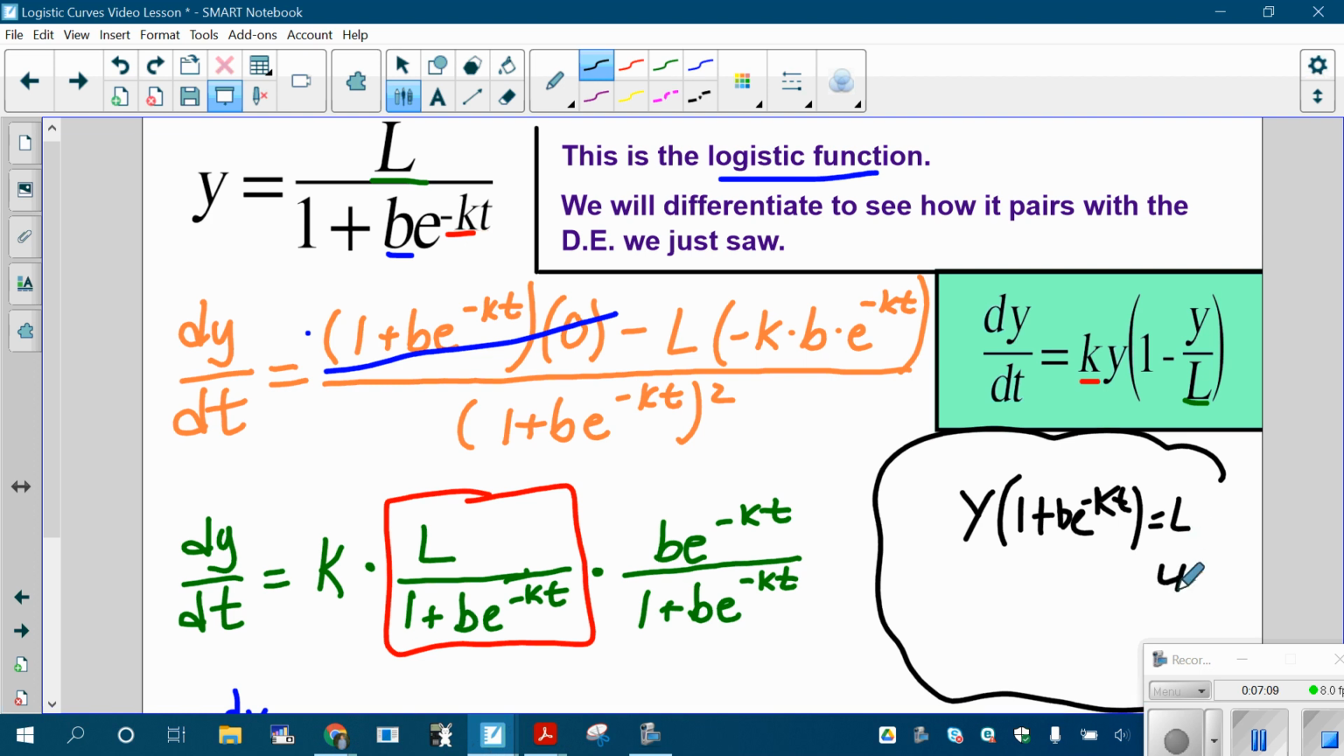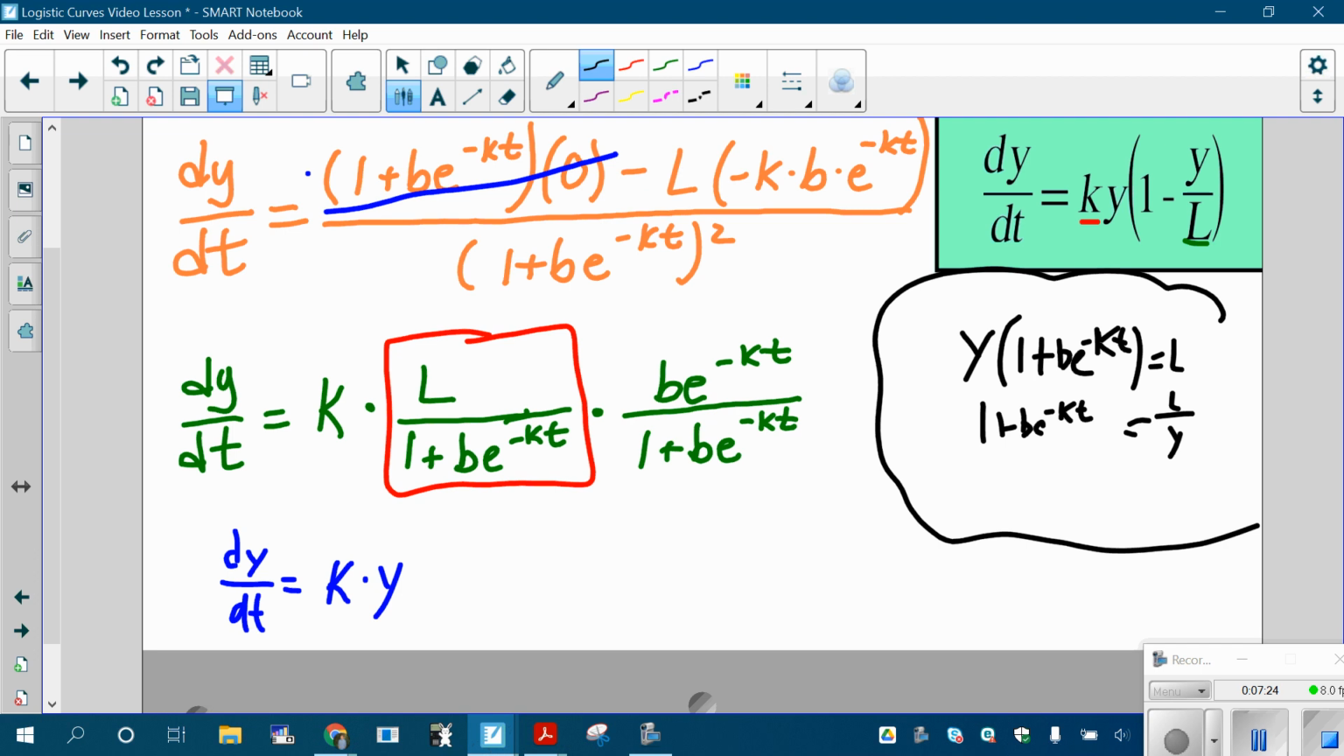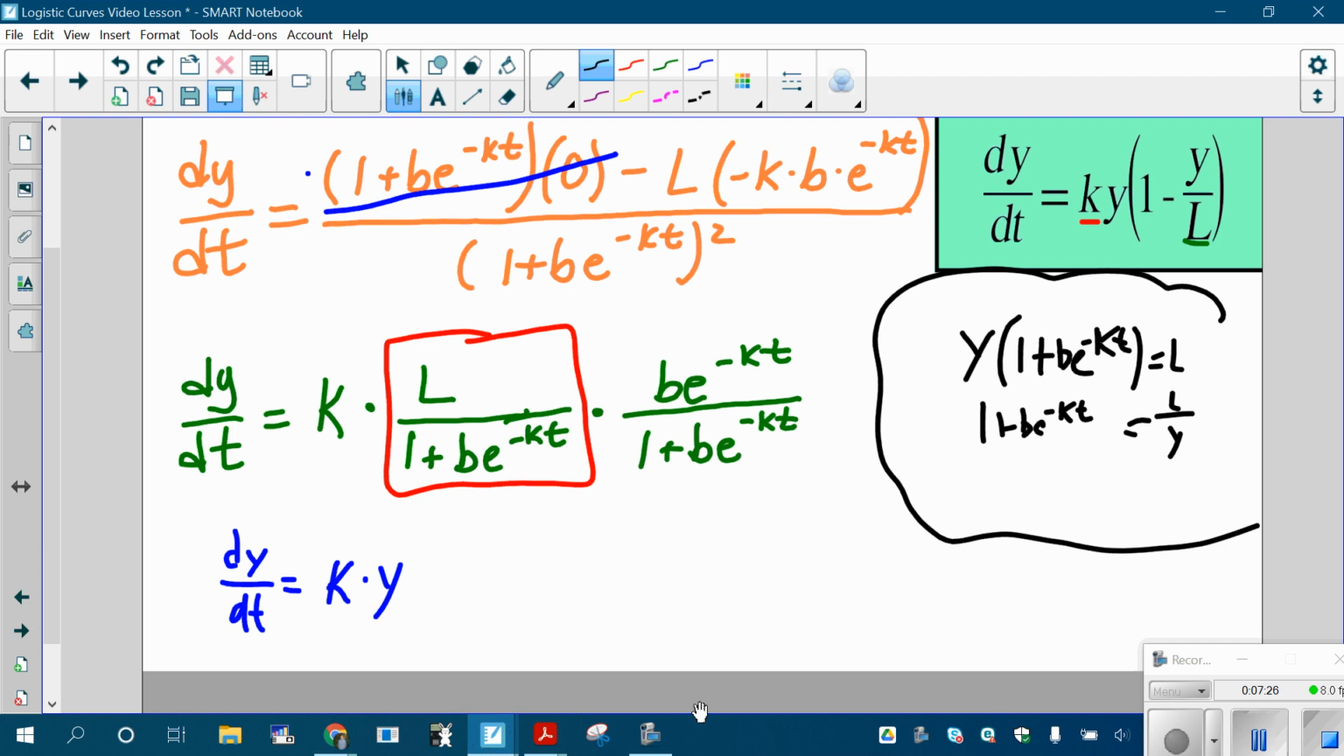I can rearrange that and say, oops, sorry, L over y equals 1 plus be to the negative kt. What it's going to let me do is replace this 1 plus be to the negative kt with an L over y. And then the be to the negative kt, well, that's just going to be L over y minus 1.